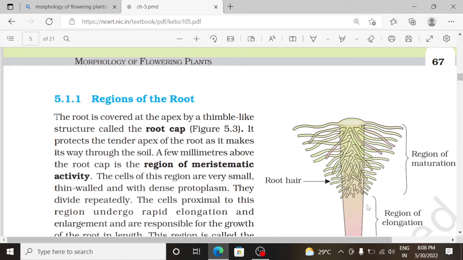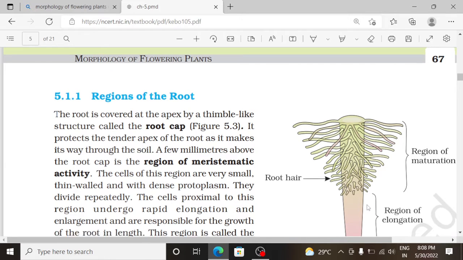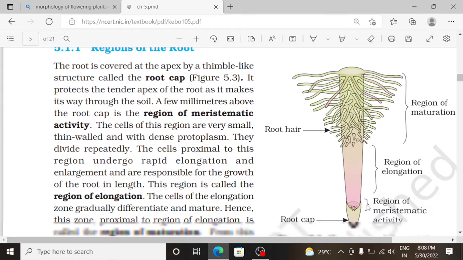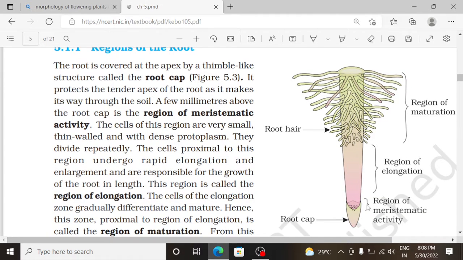Regions of the root. The root is covered at the apex by a thimble-like structure called the root cap. It protects the tender apex of the root as it makes its way through the soil. A few millimeters above the root cap is the region of meristematic activity. The cells of this region are very small, thin-walled and with dense protoplasm.